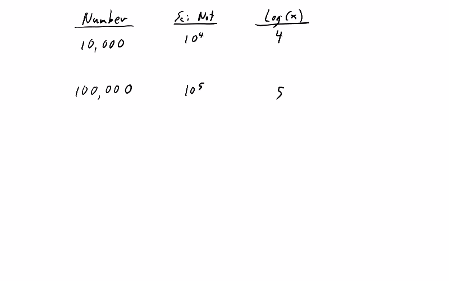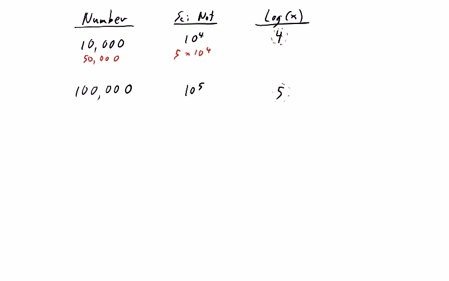So for instance, let's consider the number 50,000. In scientific notation, this would be 5 times 10 to the 4th. Clearly, as we look at the trend in logarithms, as the number gets bigger, the log gets bigger. But 50,000 is bigger than 10,000 and less than 100,000, so the log has to be somewhere between the 4 that we got for 10,000 and the 5 that we got for 100,000.